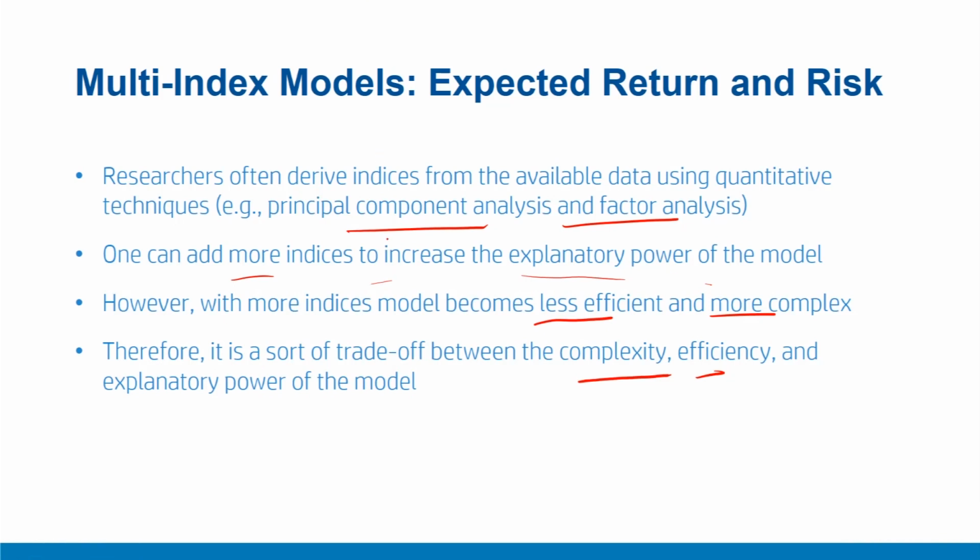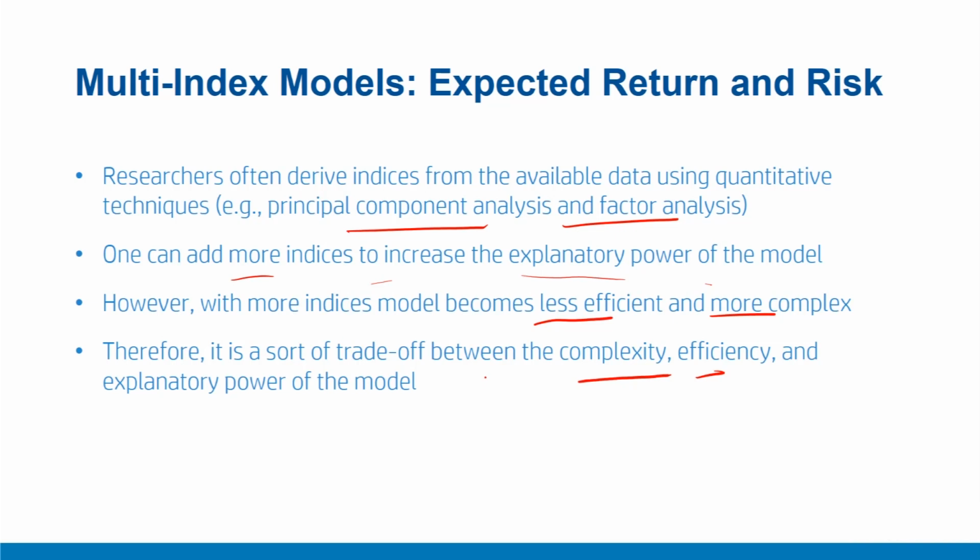To summarize, in this video, we discussed three important properties of the multi-index model, including expected return, variance of return, and covariance between securities i and j. Lastly, we also discussed that in a multi-index model, addition of new indices can be done purely on a mathematical basis.